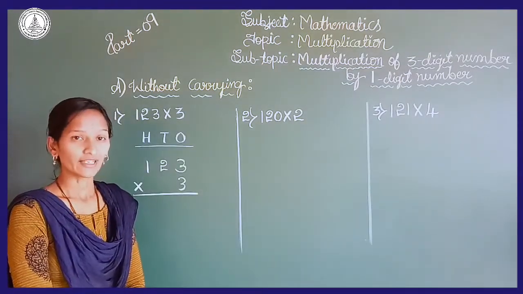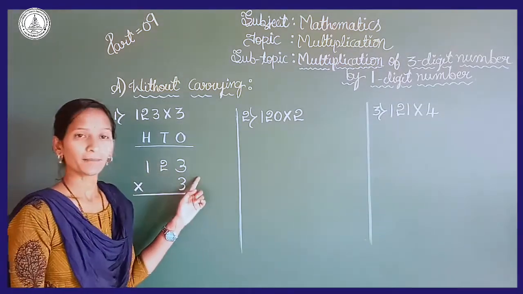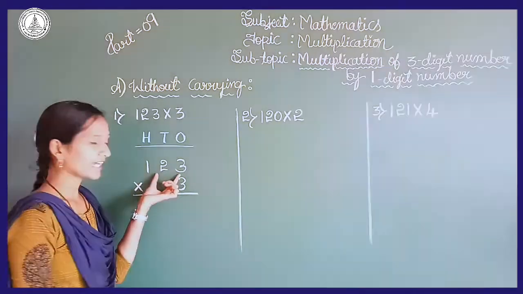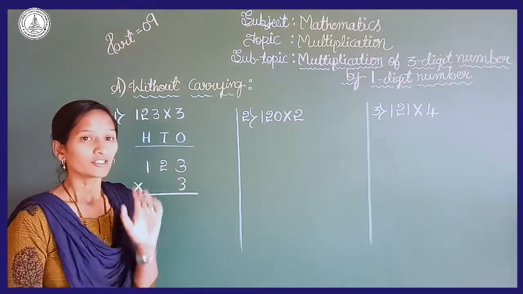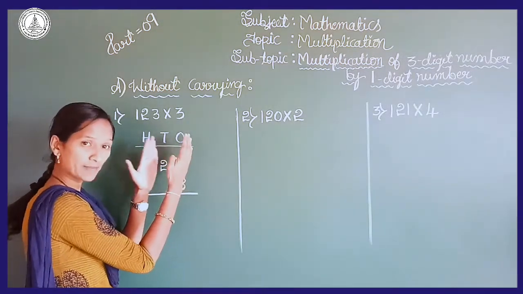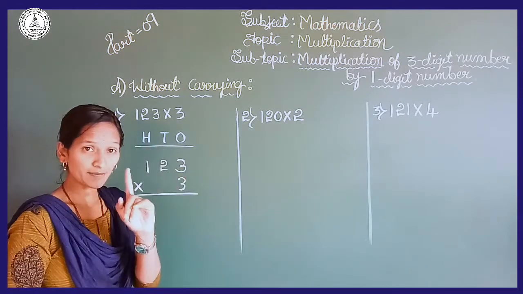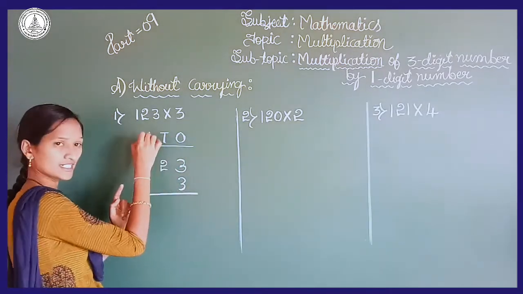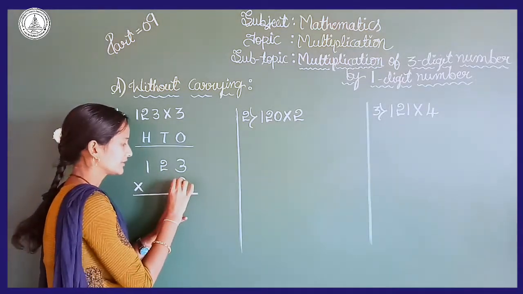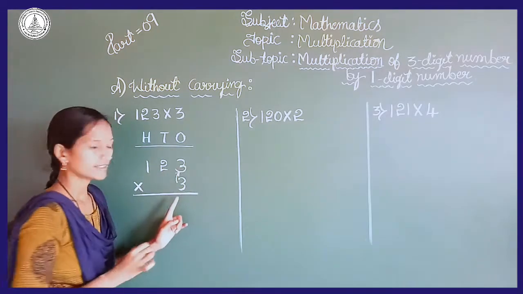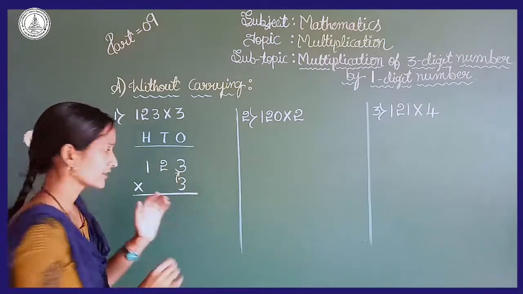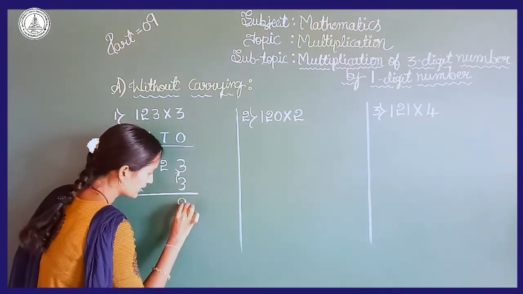My dear students, in this problem 123 is the multiplicand and 3 is the multiplier. You always multiply the multiplicand with the help of the multiplier. The next thing is you always multiply from the ones place. You always start from the ones place, after that tens and the next hundreds. So first, 3 into 3. 3 threes are equal to 9.